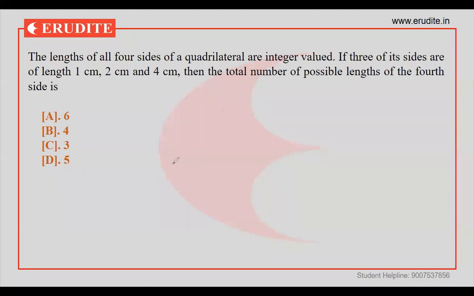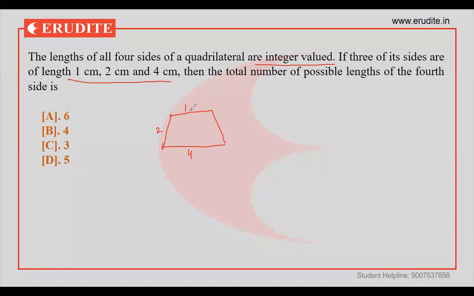Hello everyone. So we are going to discuss this question. This question came in CAT 2022 slot 3. What they're saying: the lengths of all 4 sides of the quadrilateral are integral values. If 3 of its sides are 1, 2 and 4, what is the total of the possible lengths of the 4th side? So let's say guys, this is the quadrilateral I am talking about.